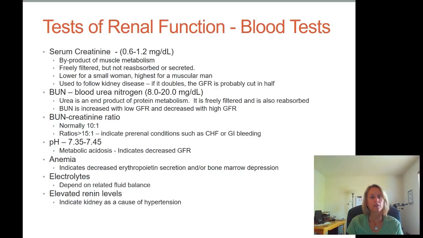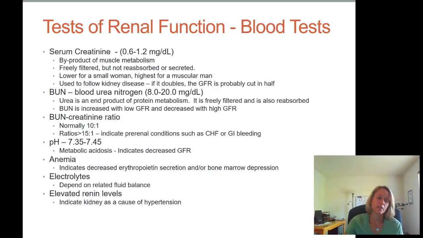The BUN, or blood urea nitrogen. So urea is an end product of protein metabolism. It is freely filtered, but it is also reabsorbed. So BUN gets increased with a low GFR and would be lower with a high GFR.